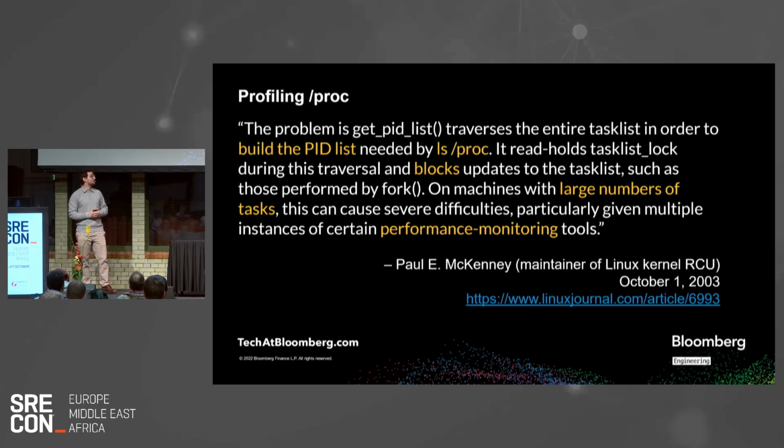Well, I'm not exactly a kernel engineer, but I am quite good at Googling. So with some internet hunting, I found the following quote from Paul McKenney, who's actually the maintainer of the Linux kernel RCU implementation. And this code is about 20 years old, but it's surprisingly relevant to our problem today. And just to read it quickly, the problem is get PID list traverses the entire task list in order to build the PID list needed by ls /proc. It read-holds task list lock during this traversal and blocks updates to the task list, such as those performed by fork. On machines with large numbers of tasks, this can cause severe difficulties, particularly given multiple instances of certain performance monitoring tools. So this seems really relevant to us, even though it's about 20 years old.